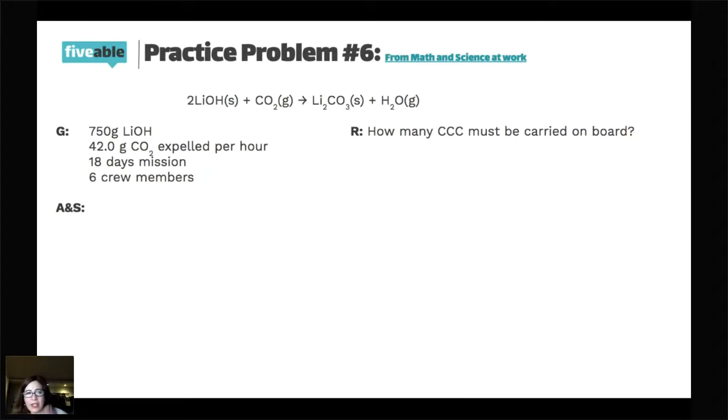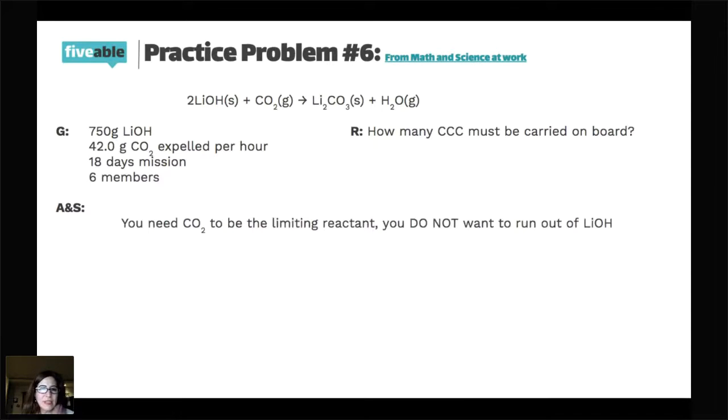Okay, carbon dioxide, Santiago, should be our limiting reactant, right? So you do not want to run out of lithium hydroxide. You cannot have the carbon dioxide in excess because then that will be toxic for the crew. So you need to consider carbon dioxide to be the limiting reactant. Okay, so now that we decided the limiting reactant, that's obviously the one that we have to start with.